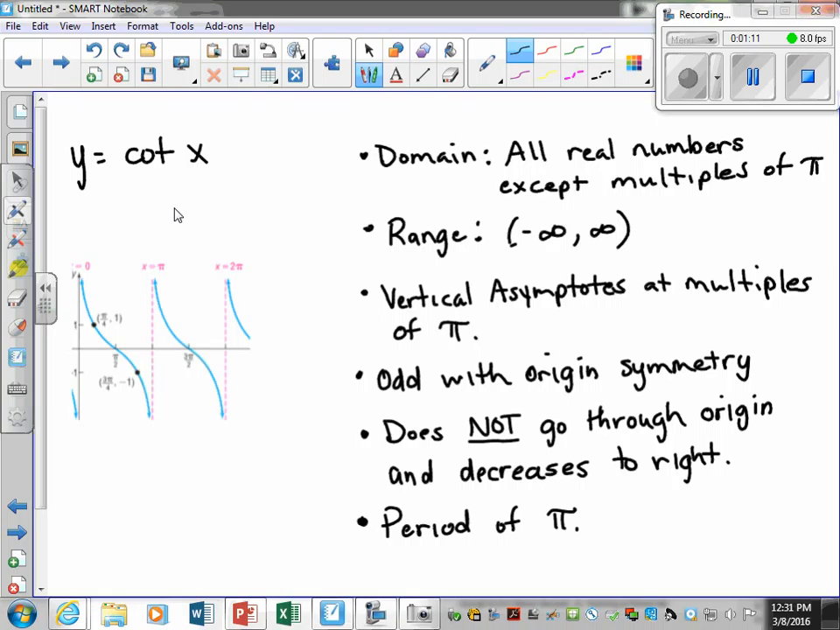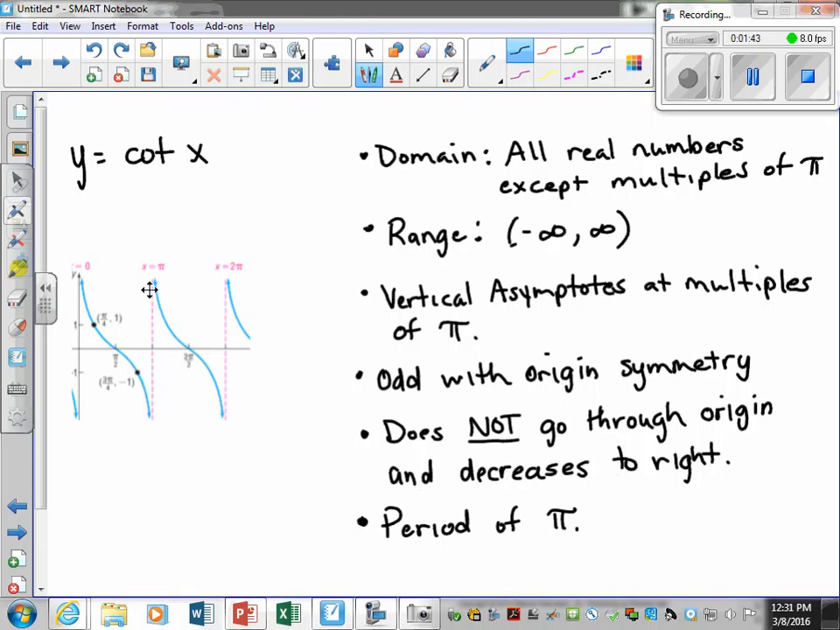Cotangent function, similar except the domain has vertical asymptotes at multiples of pi. So the dotted lines, the vertical asymptotes, are at pi, 2 pi, 3 pi, and so on and so forth. The range is the same. Odd with origin symmetry, we talked about this in class and I gave some examples. Also this does not go through the origin right here. And it decreases to the right.